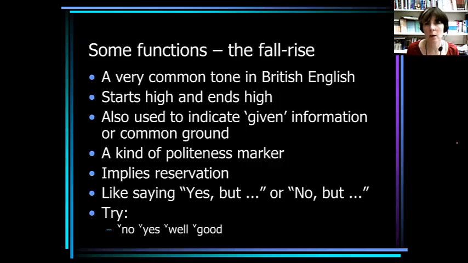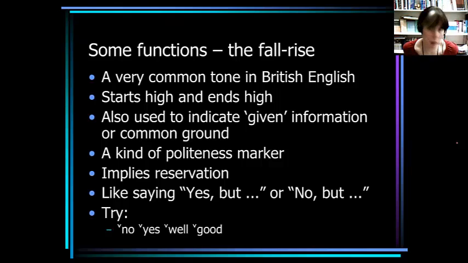Okay, some functions of the fall-rise. This is a very, very common tone in British English. We don't find it quite so much in American English. It starts high and ends high, so it goes from a high pitch, falls to a low pitch, and then rises again. It's also used to indicate given information, like the rising tone, or common ground, so it indicates that it's something that I believe we have together in common in the conversation.